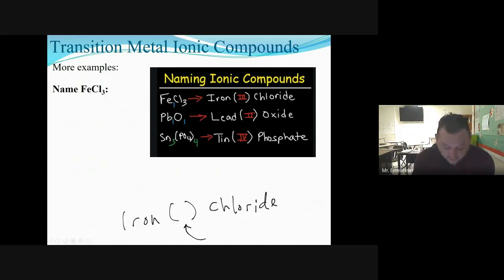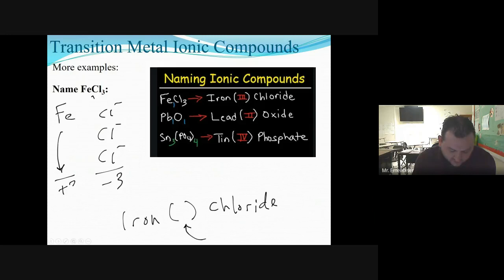So FeCl3 means we have 1 iron, right? If I write Fe, that means Fe1. Then I got 3 chlorines, each a -1. So what is my total negative? My total negative is -3. So what does the charge on that iron have to be? It has to be a +3. And so how do I indicate that? I use the Roman numeral 3, iron 3 chloride. Beautiful. All right.